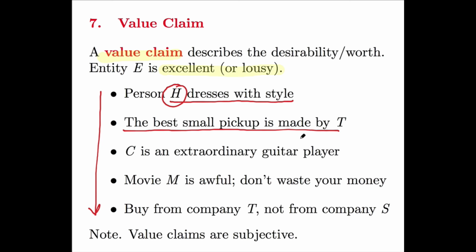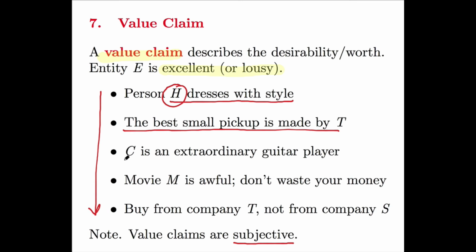For example, this assertion right here, hey, the best small pickup is made by, and I'm just going to go on record here, Toyota Tacoma, and that just happens to be what I drive. So this is a value claim, and it's claiming the best pickup you can get is the Toyota Tacoma. And of course, this is subjective, and I'll explore this in detail in a future video.